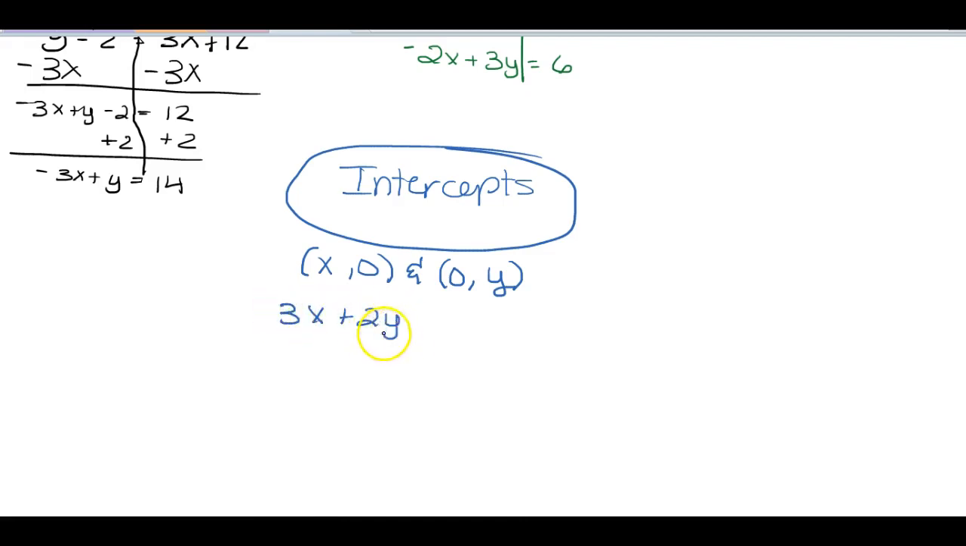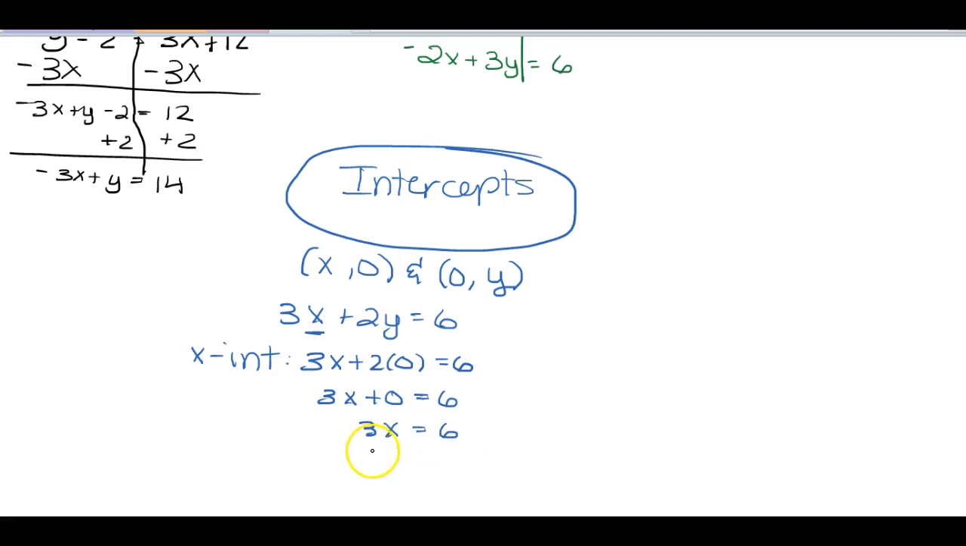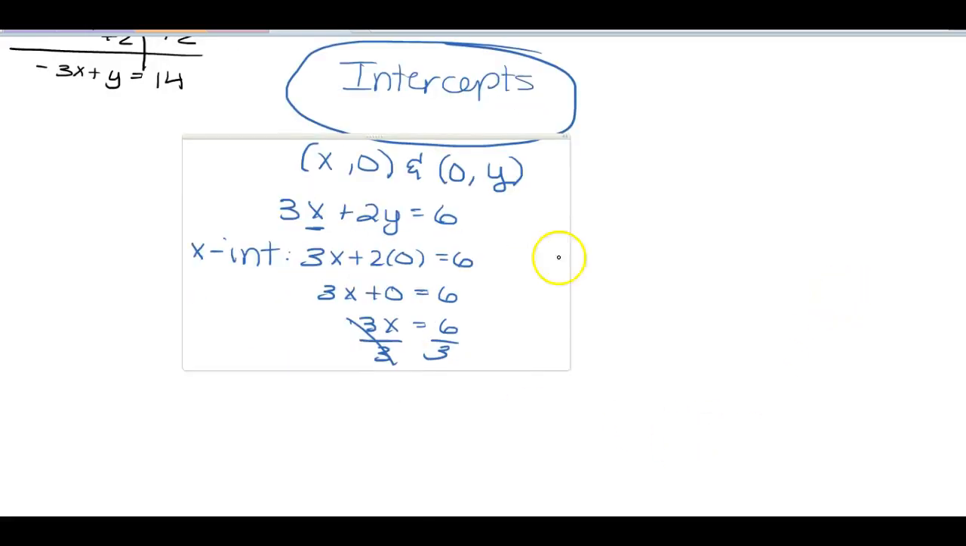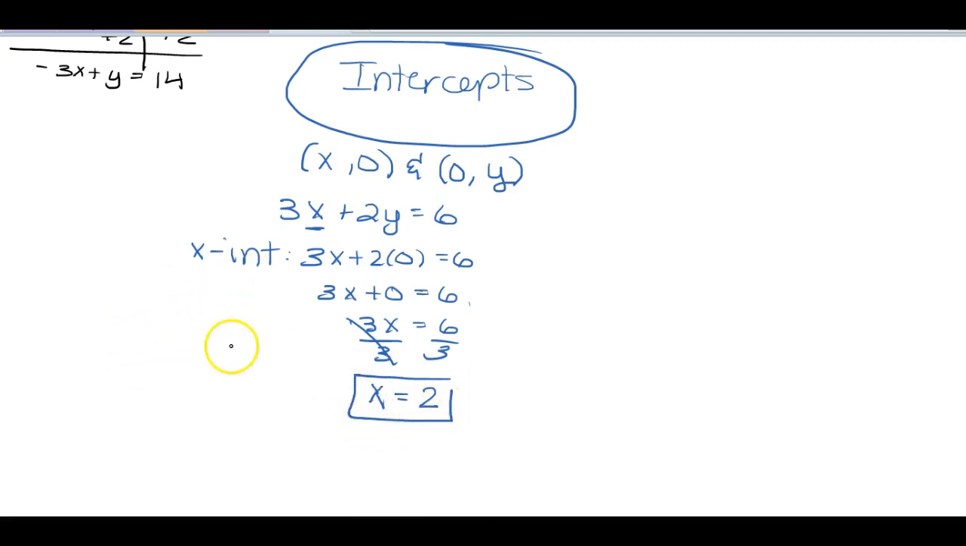So if we had 3x plus 2y equals 6, for example, to find our x-intercept, I'm just going to label x-int. We want the x because that's what we're finding, but we want to get rid of that y. So I'm going to do 3x plus 2 times 0 equals 6. Remember, 2 times 0 is 0, so it becomes 3x plus 0 equals 6, or you could just write it as 3x equals 6. Divide by 3 on both sides, because the whole point is to get x by itself. So x equals 2. What this means is that when y is 0, x is 2, so our x-intercept would be 2, 0. This is one of our points.